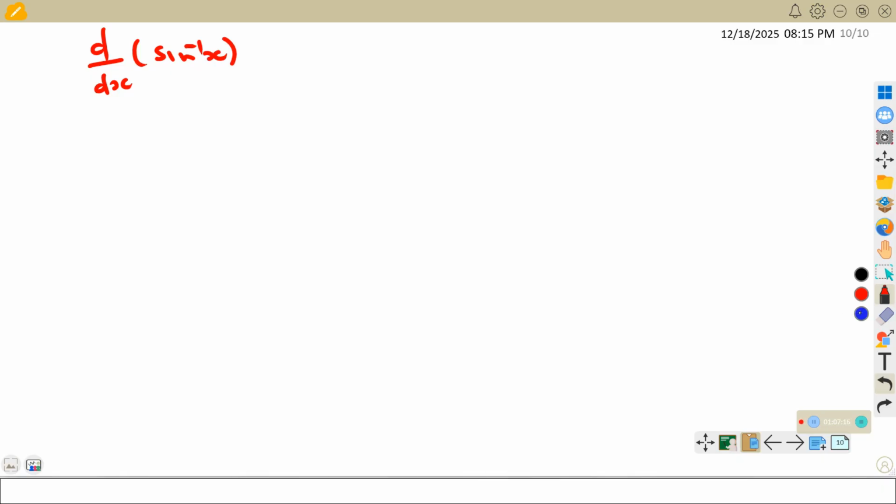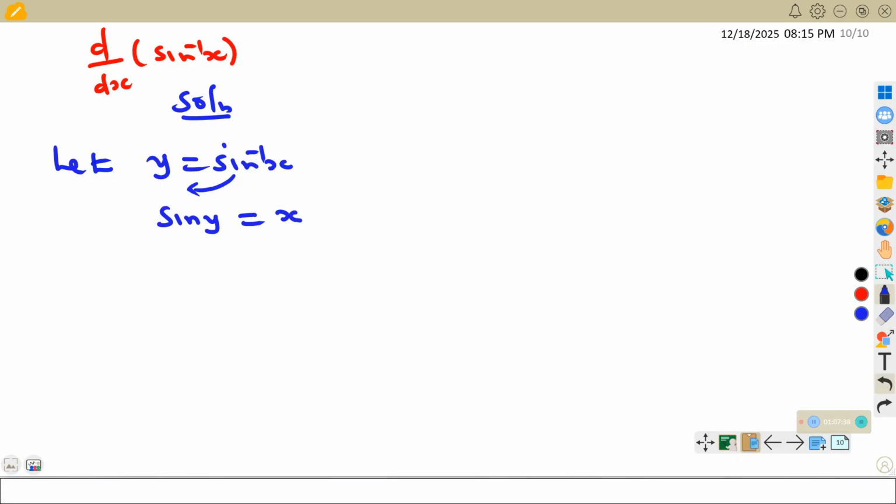So what we shall do is we shall let y represent sine inverse of x. If y represents sine inverse of x, then bring this sine back this side, so sine of y will be equal to x. If sine of y is equal to x, then from here differentiate on both sides with respect to x. So what we are doing here is differentiating on both sides with respect to x.